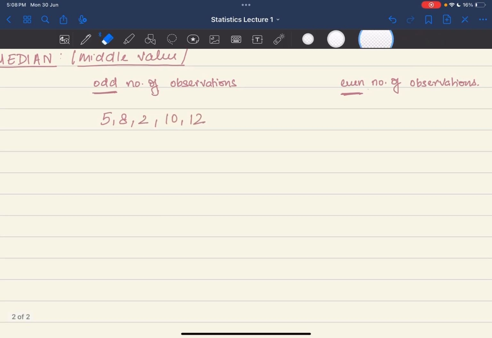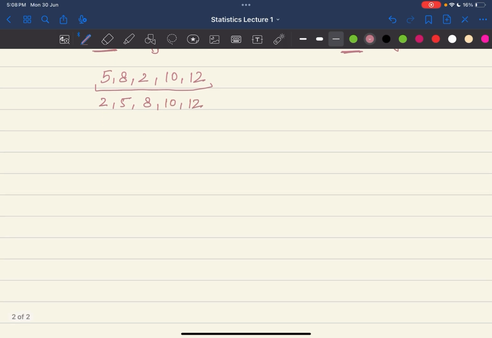Now to calculate our median, the first and the foremost thing that we do is to arrange our data set in an ascending order, which will be 2, 5, 8, 10 and 12. Okay. Now to calculate our median, we'll take the number of observations. Like we have 5 data points or observations in this data set. 1, 2, 3, 4, 5. Okay. So we'll take 5. And obviously, because 5 is an odd number, we will add 1 to it. So it will be 5 plus 1 divided by 2, because we'll take the average.